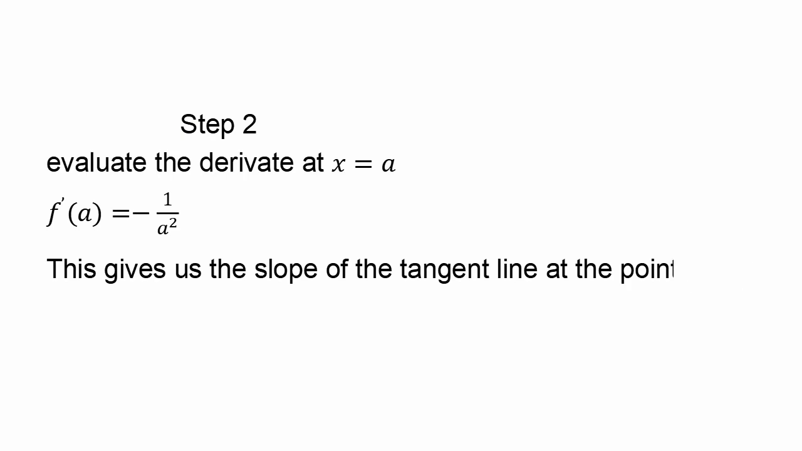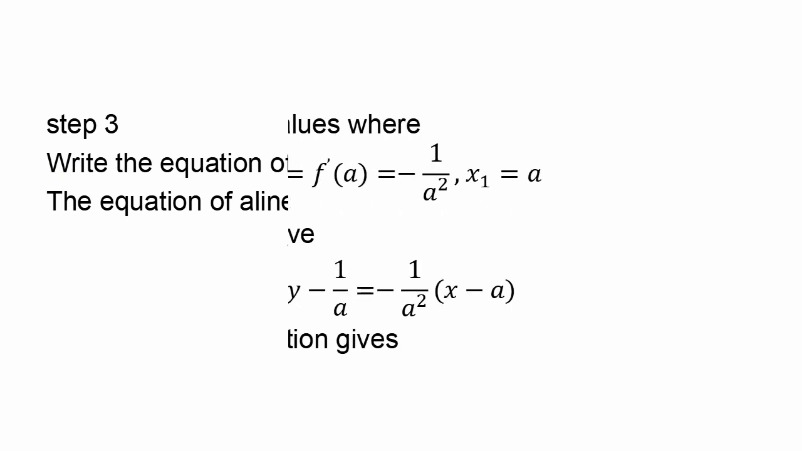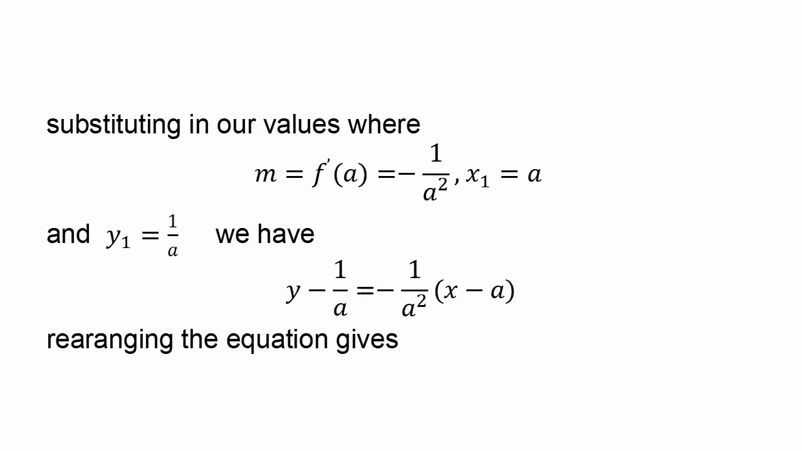Step 3. Write the equation of the tangent line. The equation of a line in point-slope form is given by y minus y1 is equal to m times (x minus x1). Substituting in our values, where m is equal to the derivative of f at a, which is -1 over a squared, x1 is equal to a, and y1 is equal to 1 over a, we have y minus 1 over a is equal to -1 over a squared times (x minus a).